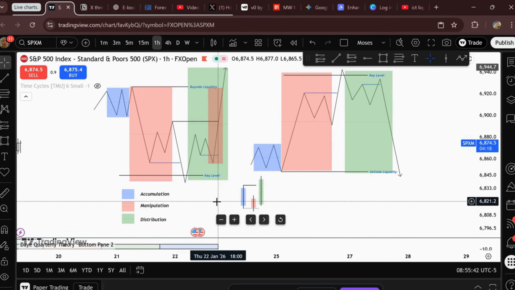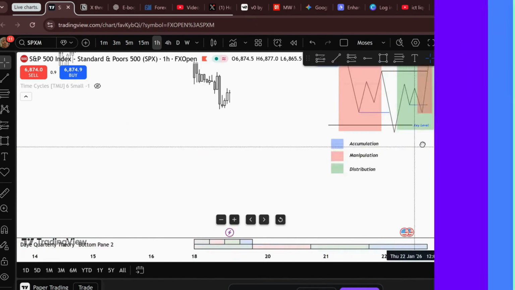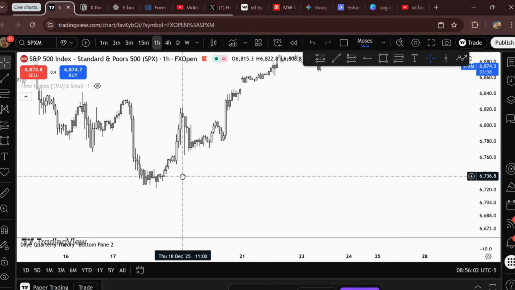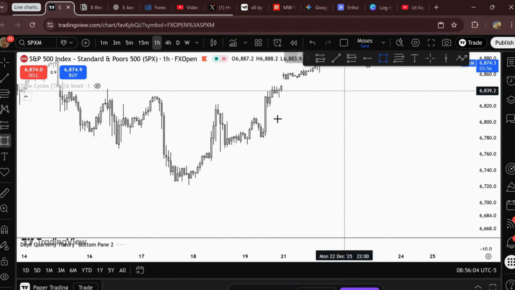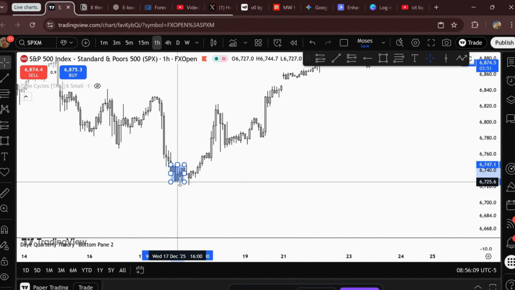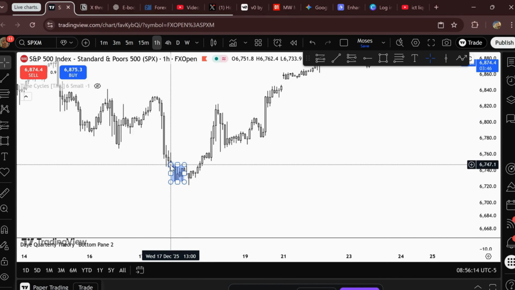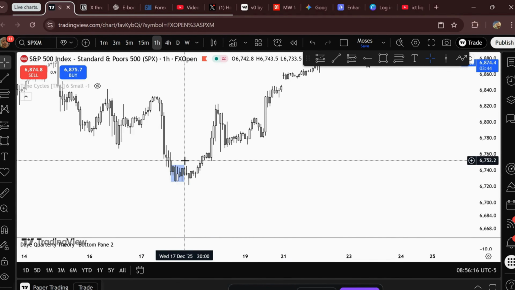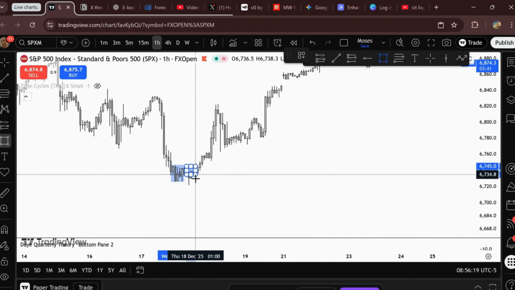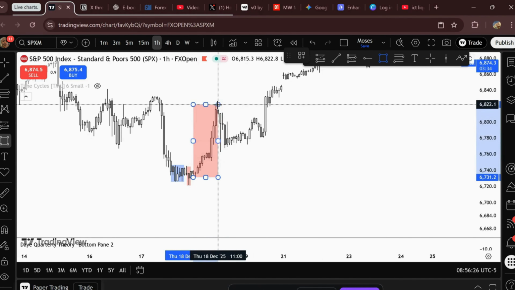Many people are asking me, can you show me a chart example? Let's go. Look at this. So this is accumulation. Can you see that price was accumulating during this time window from 13 o'clock down to 20 o'clock, and then price manipulated, and then we see price distribute.